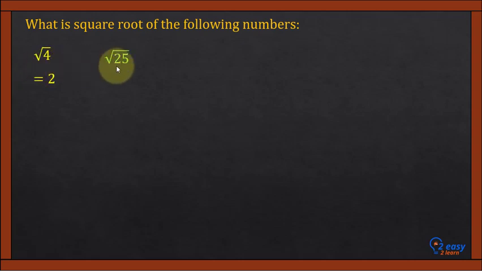What is the square root of 25? Think. It is 5. 5 is also an integer. What is the square root of 121? It is 11. And 11 is also an integer. What is the square root of 196? 14. And 14 is also an integer.